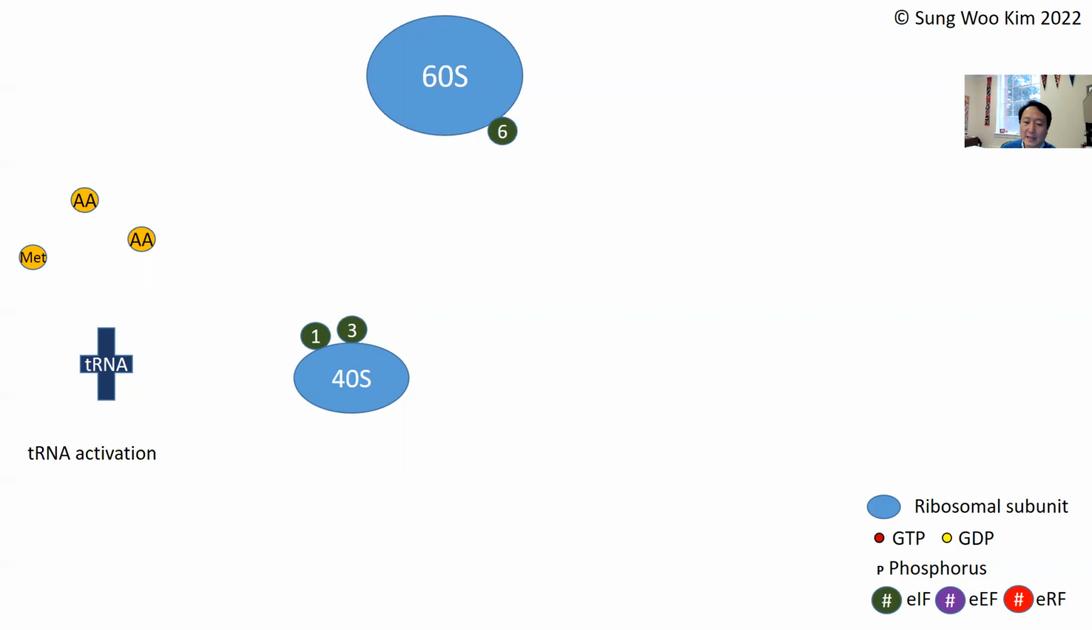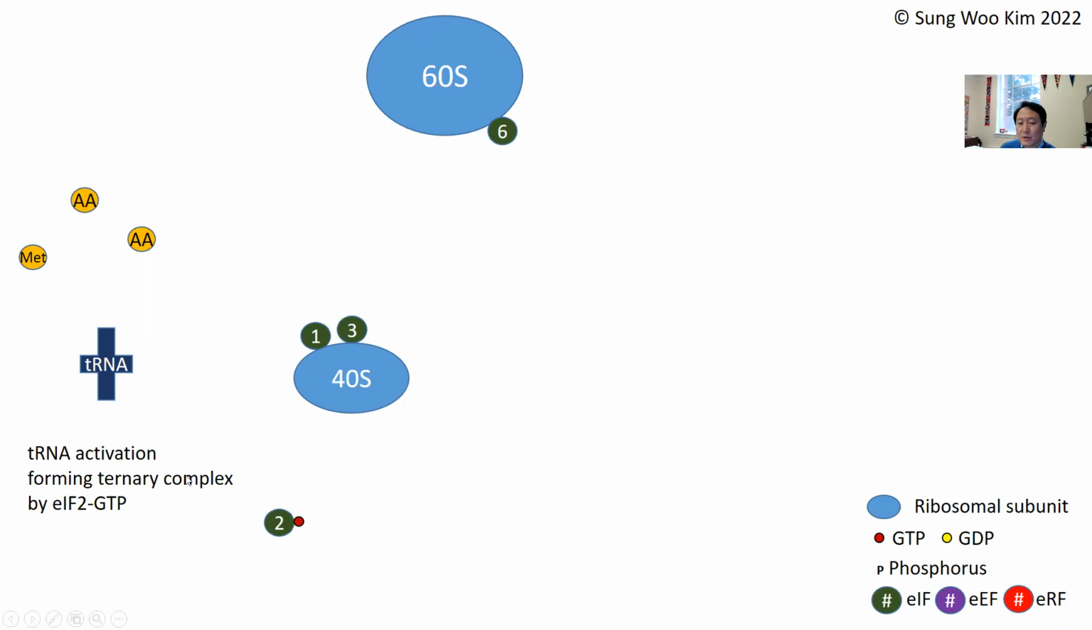So there is a tRNA dedicated for lysine. There's a tRNA dedicated for methionine, and so on. Okay? So you need 20 types of tRNAs. The first thing that needs to happen here is activation of tRNA. And let's go through what happens here.